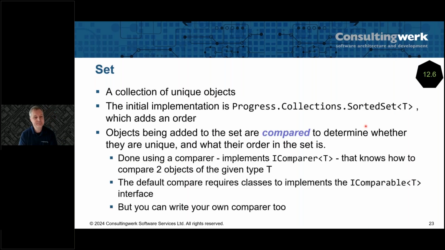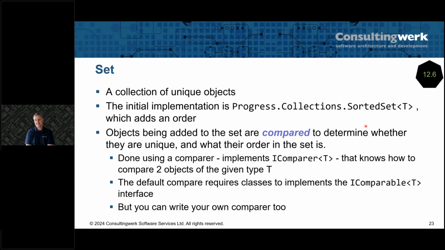Sets were added in 12.6, and a set is a collection of unique objects. Everybody's a special snowflake. I'll come back to what makes a thing unique in a sec, because that's kind of important. A set at an interface level doesn't care about any implementation, right? It just cares that it has unique objects. The initial implementation from Progress was a sorted set, Progress Collections sorted set.